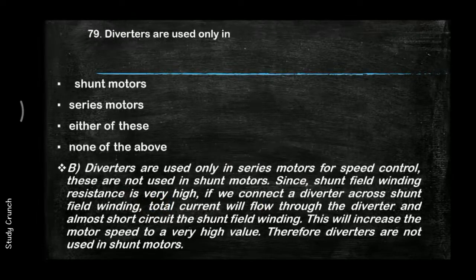Next, diverters are used only in, so the answer is it is used in series motor. As we know, for the speed control, these are not used in shunt motors. Since shunt field winding resistance is very high, if we connect a diverter across a shunt field winding, the total current will flow through the diverter and almost short circuit the shunt field winding. And this will in turn increase the motor speed to a very high value.